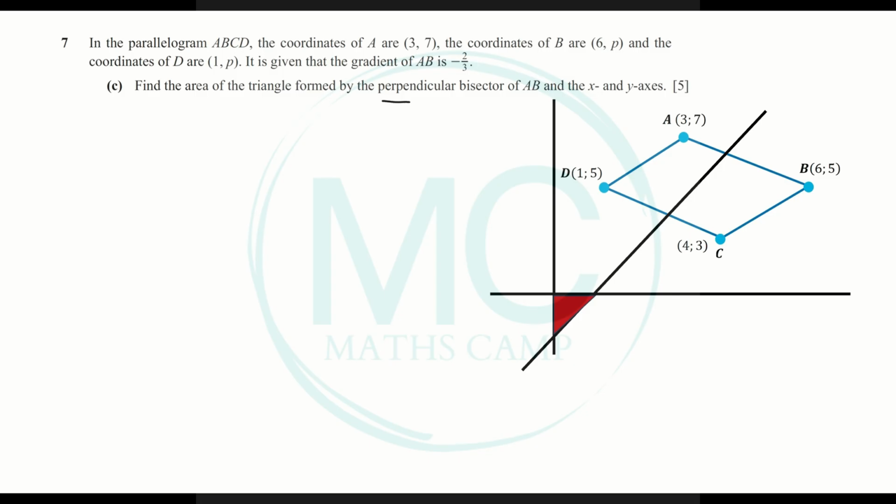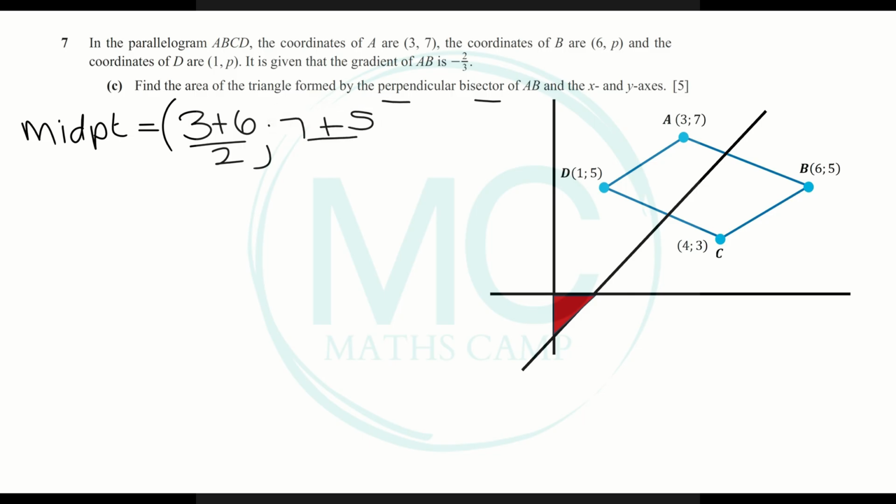It is the perpendicular bisector, which means it runs to the midpoint of AB. So let's find the coordinates of this point. You can say the midpoint is equal to (3 plus 6 over 2, 7 plus 5 over 2). 3 plus 6 gives us 9, so the midpoint has an x-coordinate of 9 over 2, and a y-coordinate, 7 plus 5 is 12, divided by 2 gives us 6.